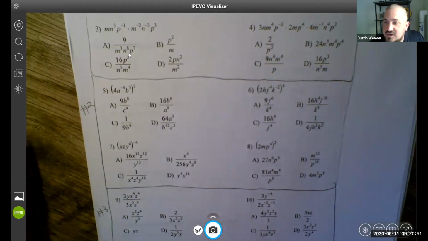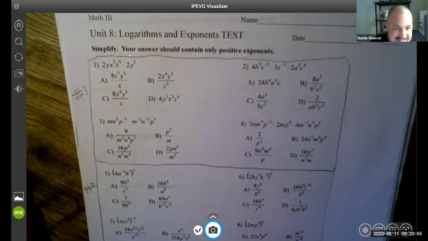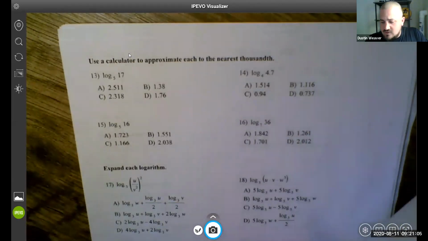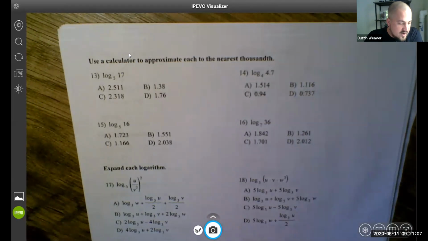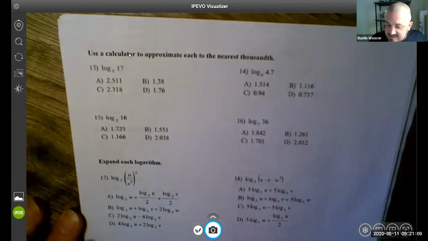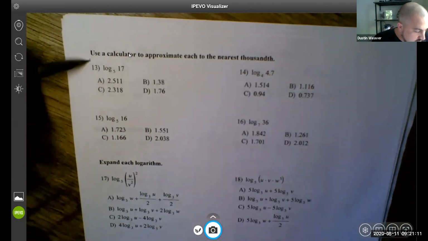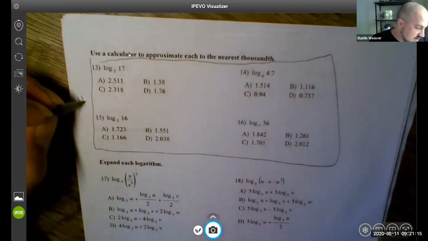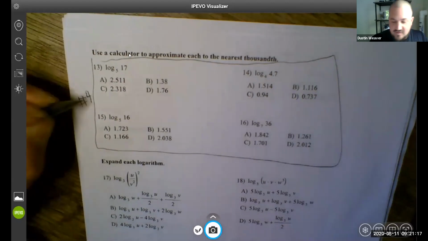So that first page, the first 12 questions on the Unit 8 test, is all exponent rules from the very beginning of Unit 8, the very first thing we did. Okay, let's go to the next one. Questions 13 through 16 look like number 4, where you just type it in the calculator exactly as it is. Those look like number 4 from the review sheet.